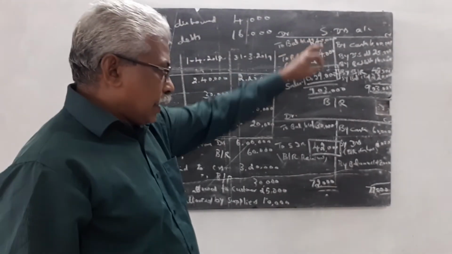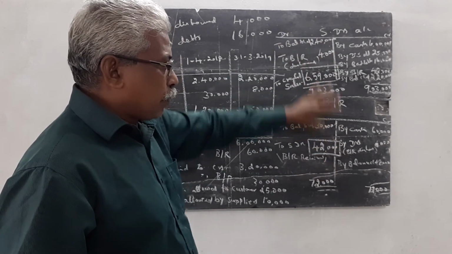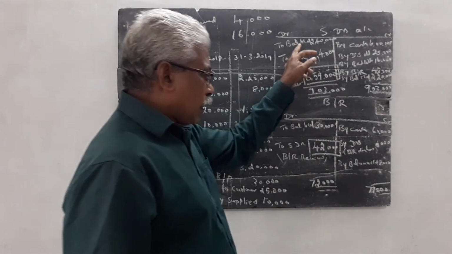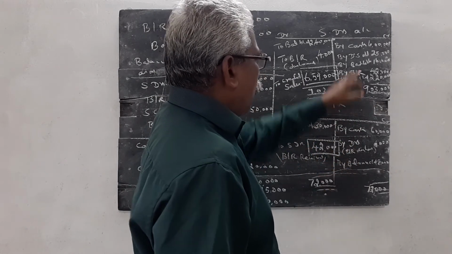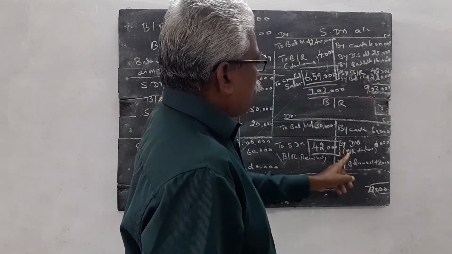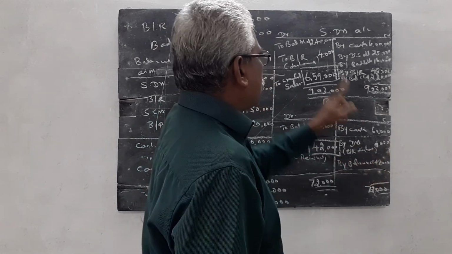First we prepare sundry debtors account. After that prepare bills receivable. So both accounts are prepared simultaneously. Opening figure, closing figure. Here also opening figure, closing figure. All the items are entered here. Bills receivable dishonored comes in the bills receivable credit side. So it comes to the debit side.